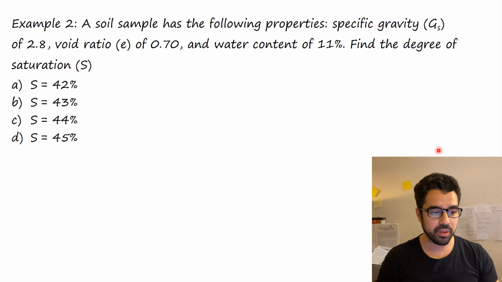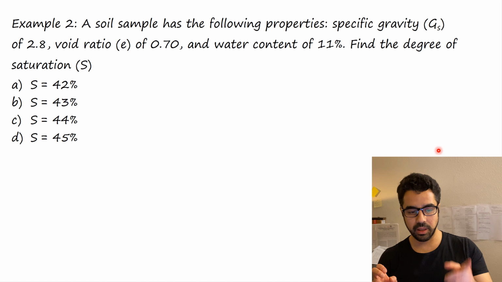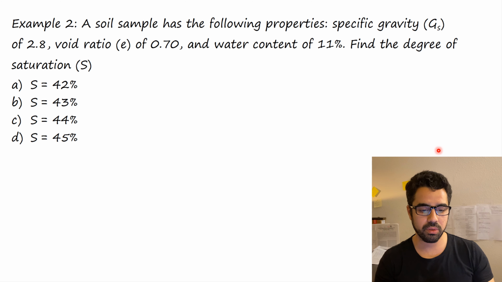The second example, we have a soil sample. Specific gravity is given in this one. The void ratio, e, is given as well. The water content, w, 11%, is given, and we're looking for the degree of saturation.